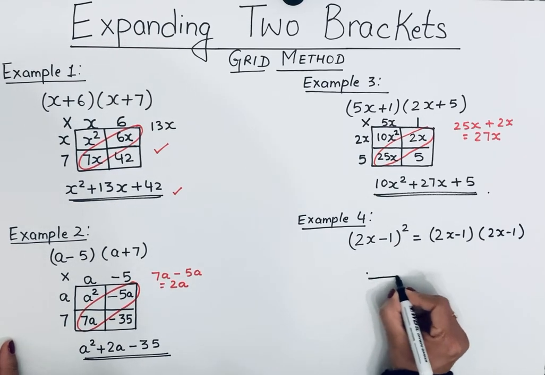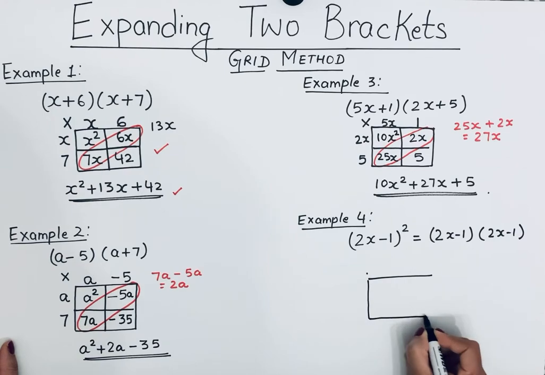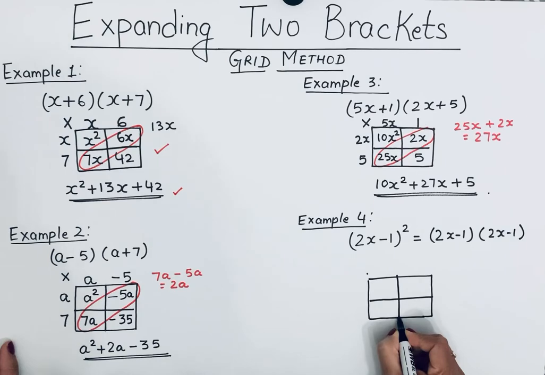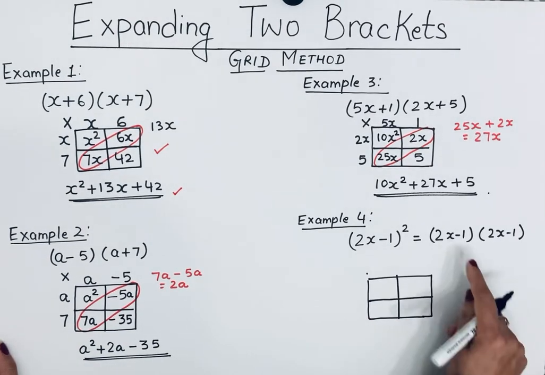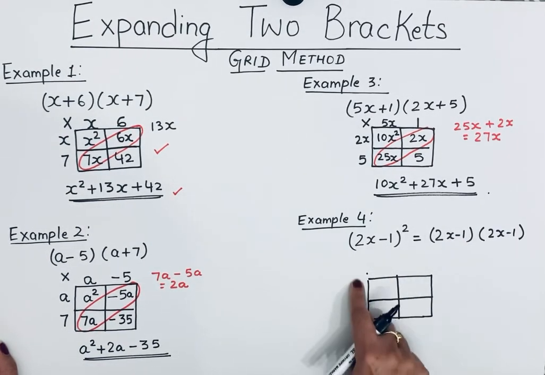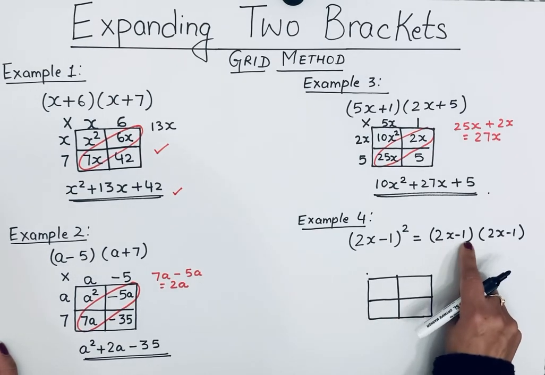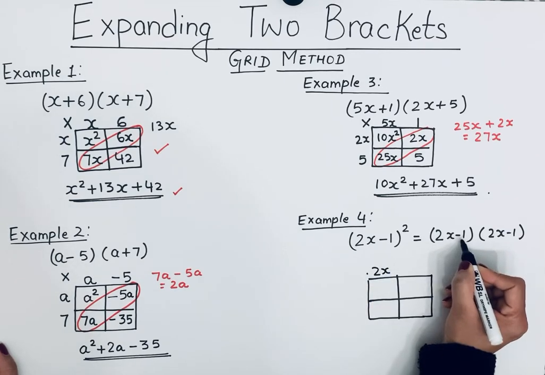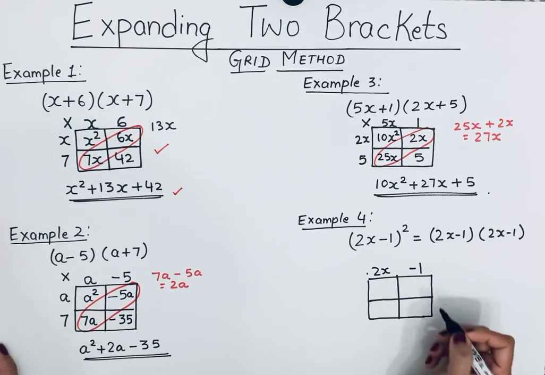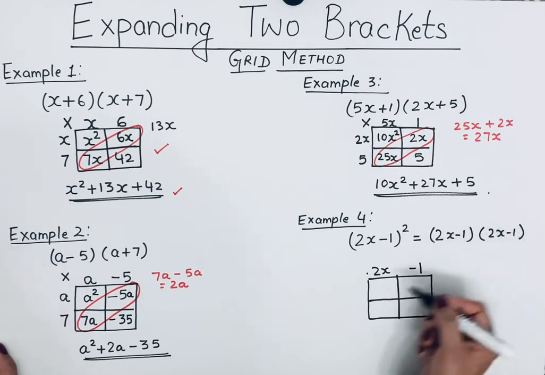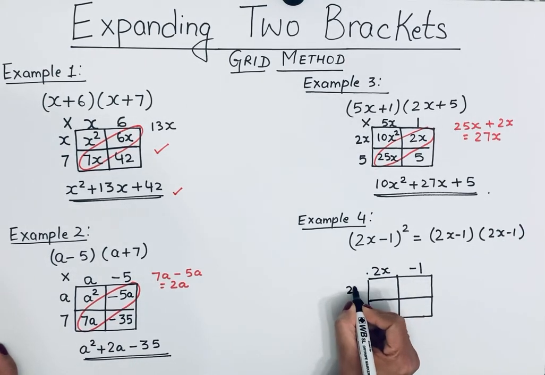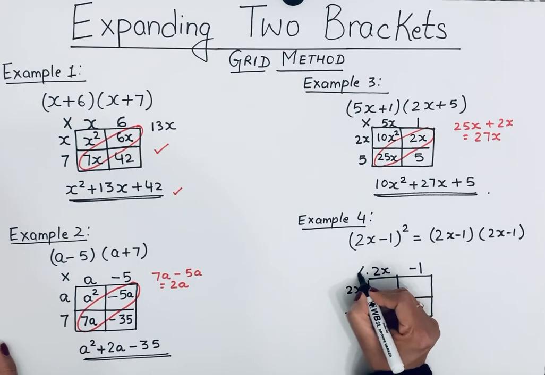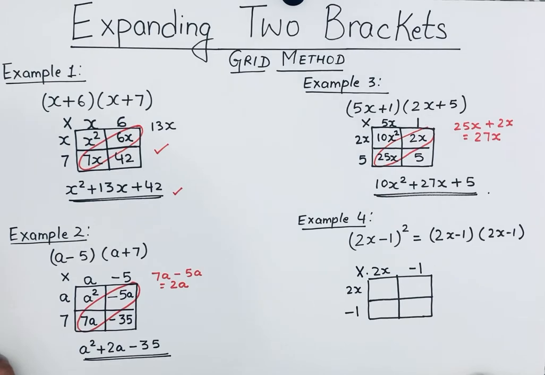So we're going to draw a box first. Split the box into 4 boxes, 4 sections. Let's write down our brackets on the top and on the left side. So 2x minus 1, let's write that on the top first. So 2x and then minus 1. Make sure that you include that minus 1. Then 2x minus 1 on the left as well. So 2x and minus 1. Now our grid is ready for multiplication. Let's write the times sign over there.